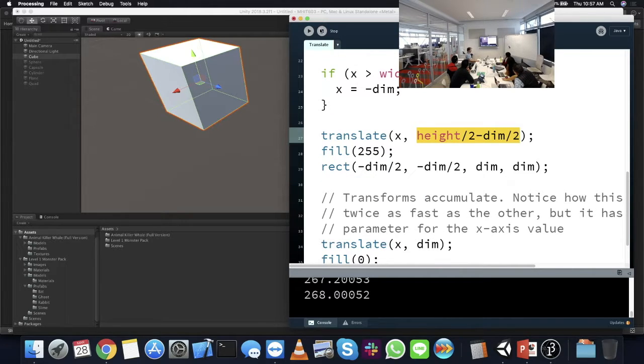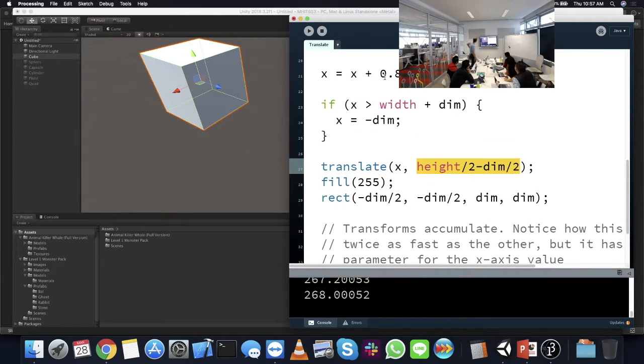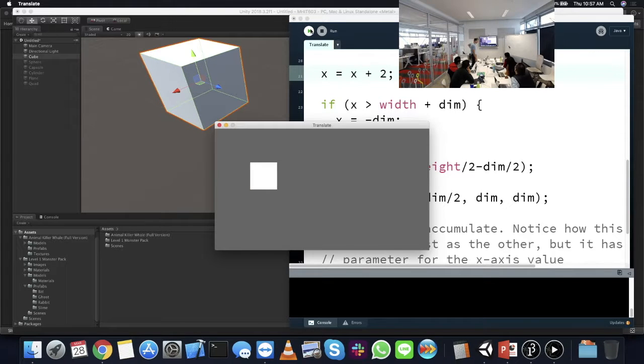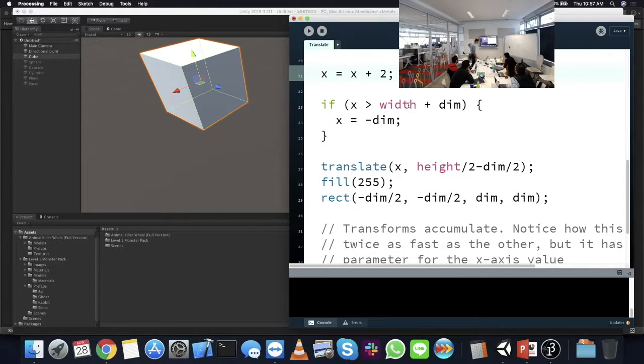white one. Okay, so. Adrian, where are we controlling the speed here? So the speed is in this x equals x plus 0.8. If I wanted to make it move faster, I could change it to x equals x plus 2, and now we'll see that's moving a lot faster than it was. So at each frame, the value of x is increasing, and we move by each frame.